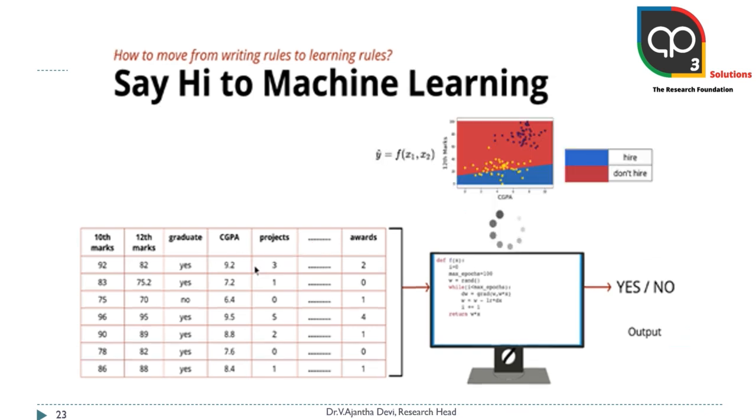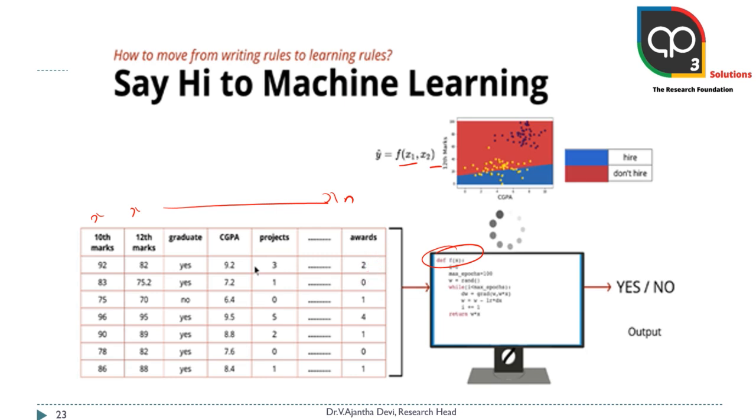Although I have written f of x1, x2, actually the function takes x1, x2 up to xn, all the data that you have, and now your decision relies on this function, and we just do not know what the function is. That is the definition of f of x: we don't know the function.